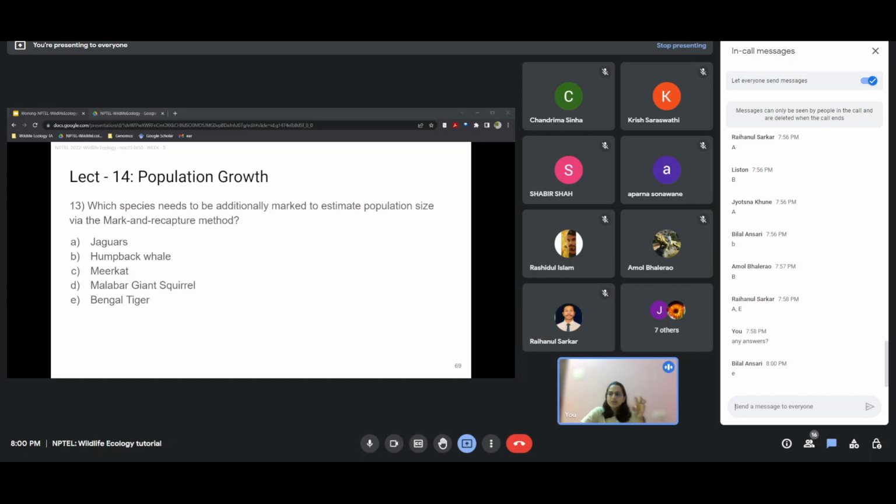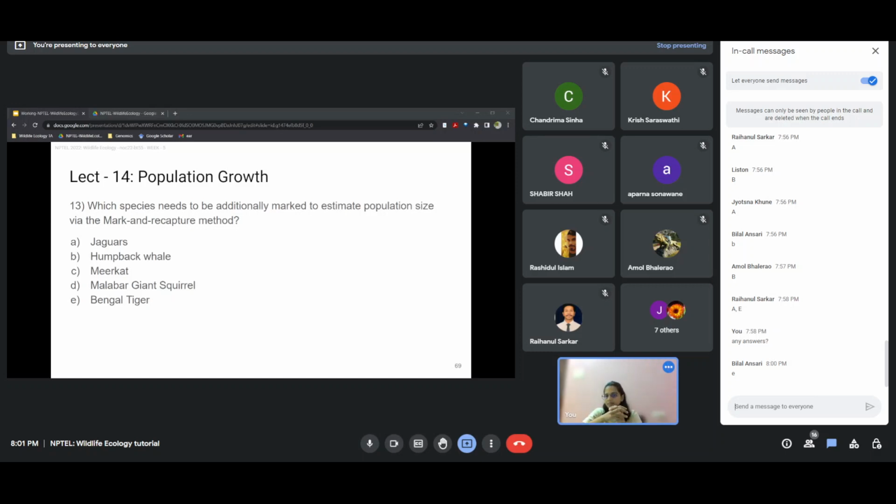And similarly, jaguars have spots, called rosettes, which are patterns that are very characteristic at the individual level. And similarly, even humpback whales have markings on them that are very characteristic to an individual, right? But meerkats and giant squirrels don't have particular individual markings. So you need to put some markings on them to estimate population size via the mark and recapture method, right?